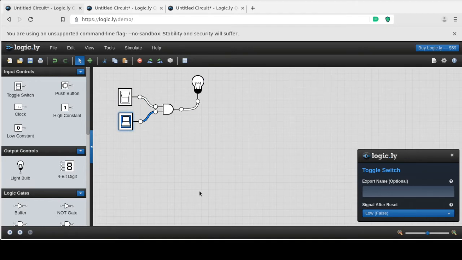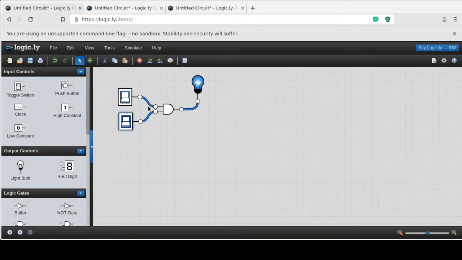At least one light switch is off, so the light bulb is off. They're actually both off, but at least one is off, so the light bulb is off. It doesn't matter which way you do it: as long as there's one light switch off, the light bulb is off. Only when both are on is the light bulb on. There we go. We've demonstrated AND logic.